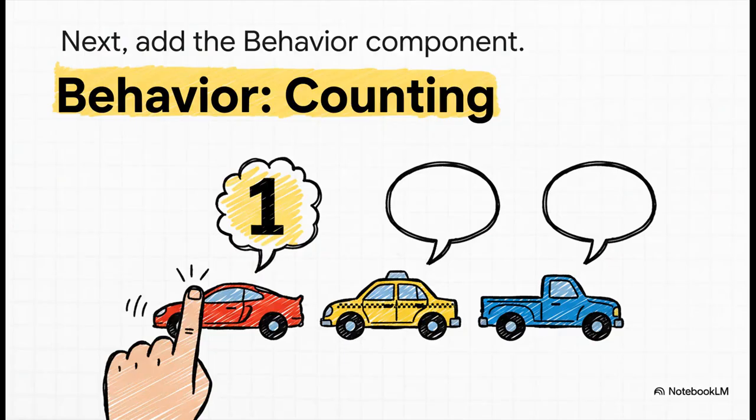Perfect. Next up, let's add the behavior. What's the specific action we're looking for? We want the child to count. So, following our rule, we add the child will count. So now we have, when given miniature cars, the child will count.